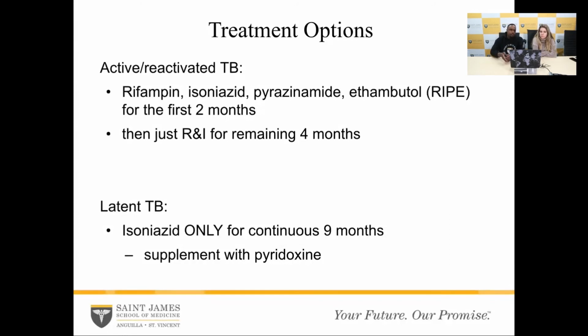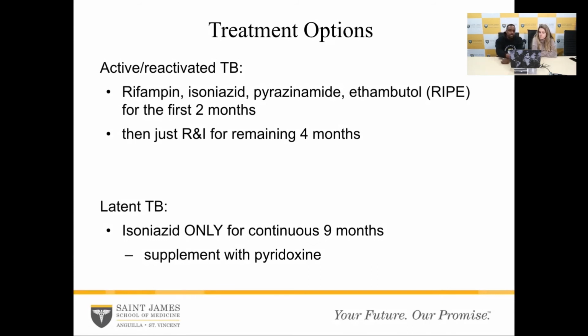You can stop one if there's sensitivity. There's parameters. That's CDC. But for step 1, for studying, just know first 2 months, everything. The remaining 4 months, you downgrade to just the 2. Latent TB, only isoniazid, and you do that for 9 months. And we supplement with pyridoxine, which is vitamin B6.